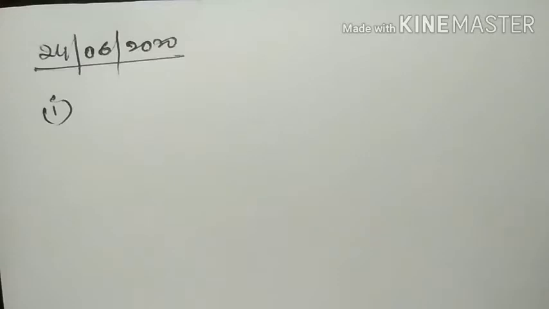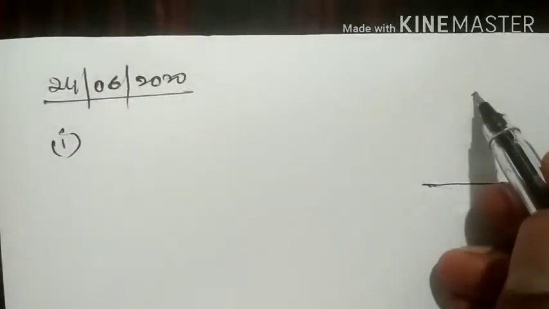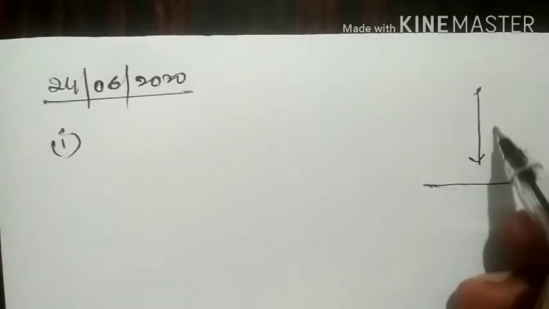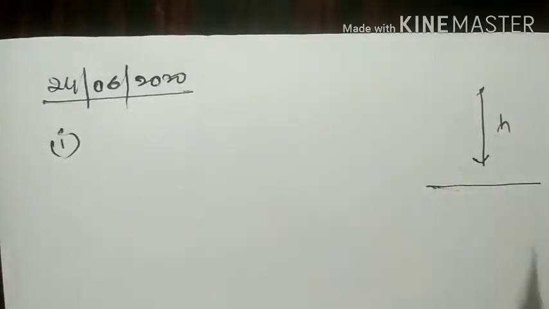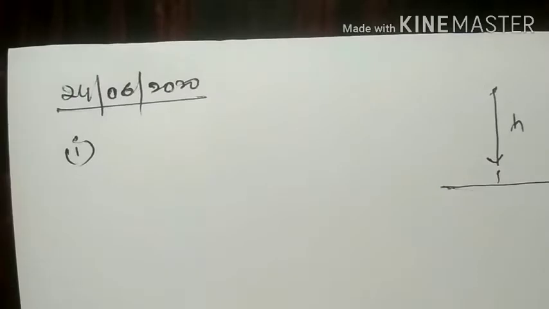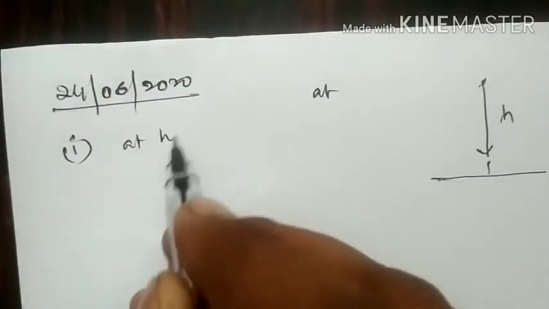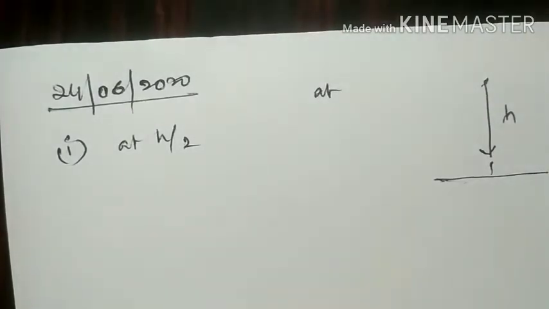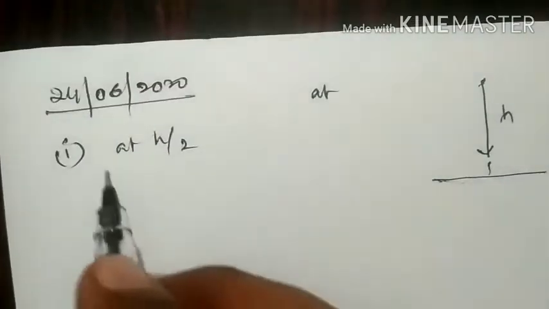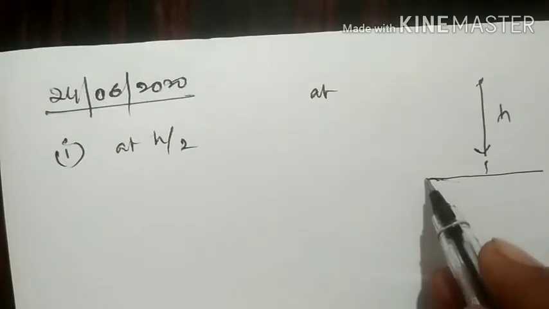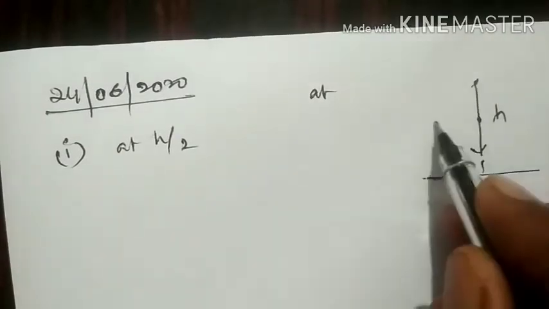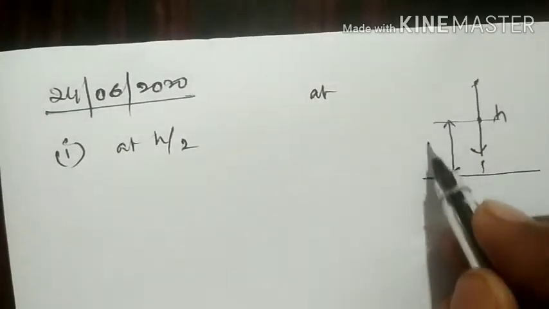A body is allowed to fall from a height h from the ground. So this is the point from which the body is allowed to fall. At height h by 2, first I will check the option at h by 2. What is the position of the body from the ground? Again it is h by 2.